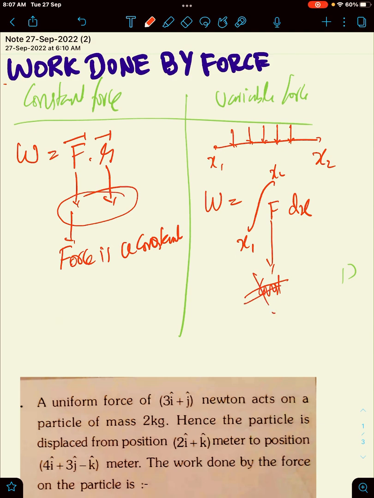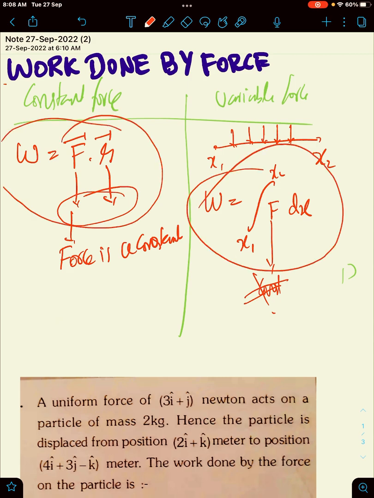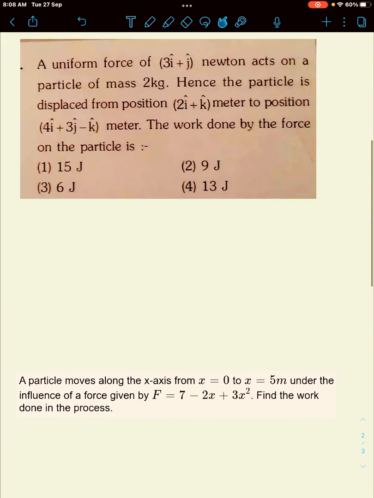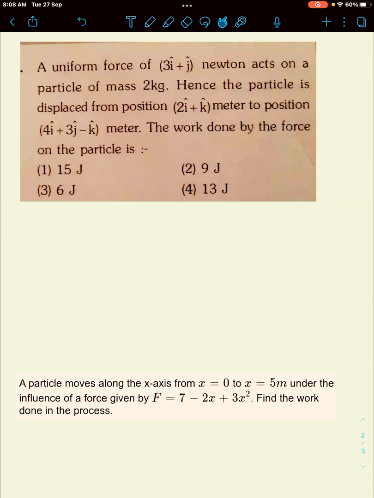We should know how to find out work done if they give a force which is variable or constant. These are the two main formulas we are going to use, and we have a couple of problems. Let us work them out. The problem comes here. There is a uniform force of given magnitude, and there is a particle of mass 2 kilogram, and it is displaced from the initial position to the final position. They are asking what is the work done.